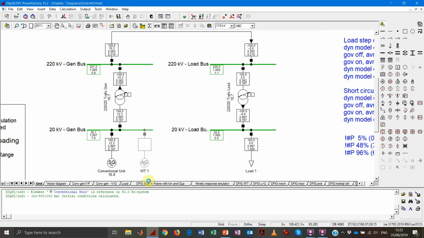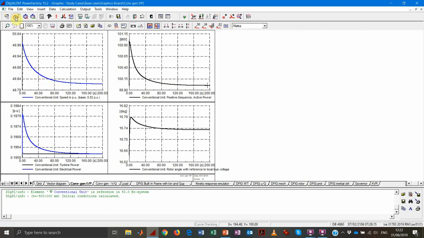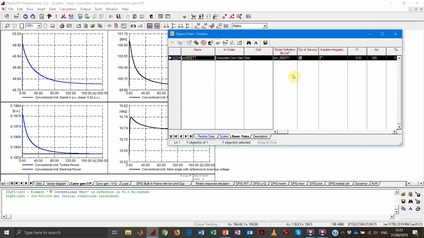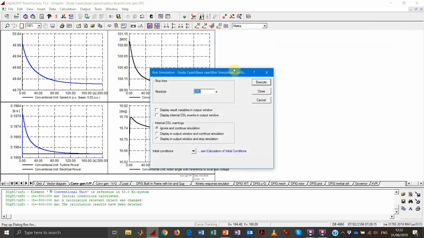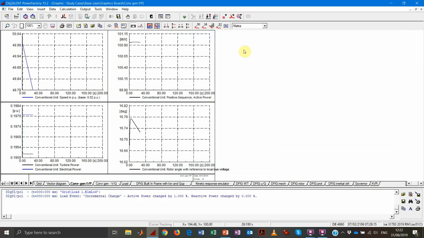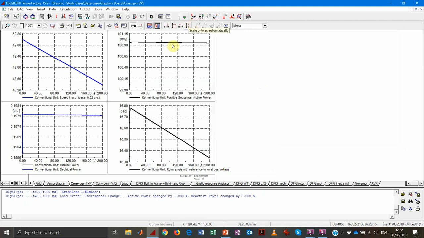Just to get the same situation as in the previous case, if we re-enable our AVR and run our simulation again, you see that we have the problem we were also experiencing in the hand calculation: the voltage is constant. That means that the active power is constant, and that has the consequence that the frequency keeps on declining throughout the whole simulation. So why do we want to point out this aspect?